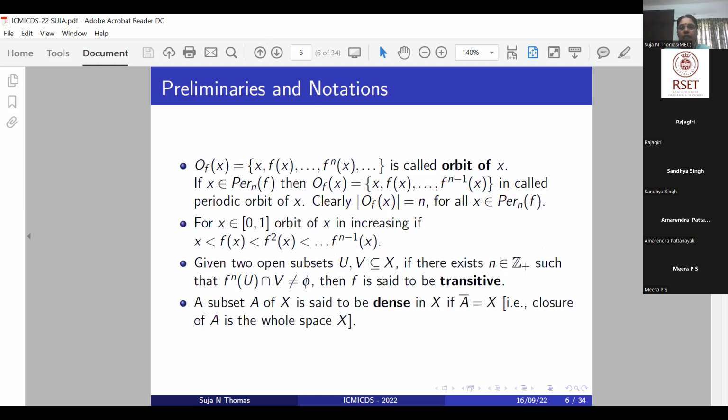The orbit of a point in the space is the sequence x, f(x), f squared of x, f cubed of x, etc., and is denoted by O_f(x). If x is a periodic point, the orbit is finite. On an interval, we say that the orbit is increasing if O_f(x) is an increasing sequence. Given two open sets U and V in the space, if there exists an n in Z plus such that f^n(U) intersection V is non-empty, then f is said to be transitive. A subset A of X is said to be dense in X if the closure of A is X itself.